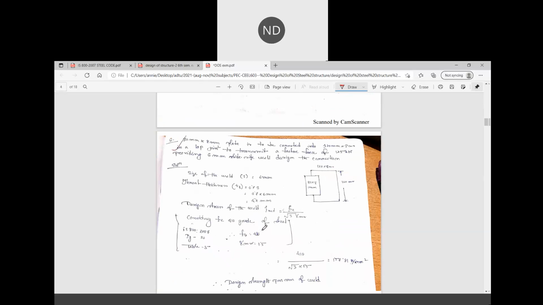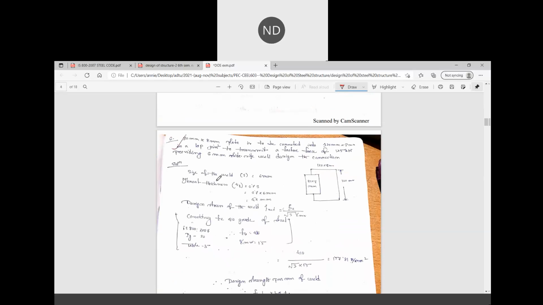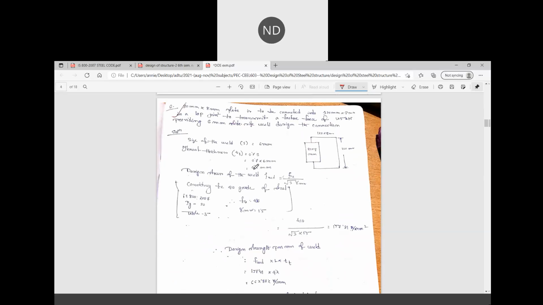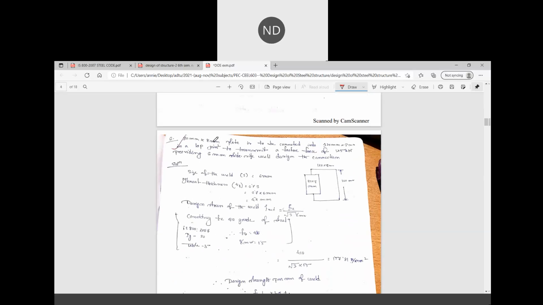Now let us take a question. Suppose now this is one question to you. An 80 mm into 8 mm plate is to be connected to a 120 mm into 8 mm plate. So this is your 120 mm. This is your 8 mm. 120 is the length. Now these two plates, sorry, this is your plate number 1, 80 mm. This one 80 mm into 8 mm. This is your 80.